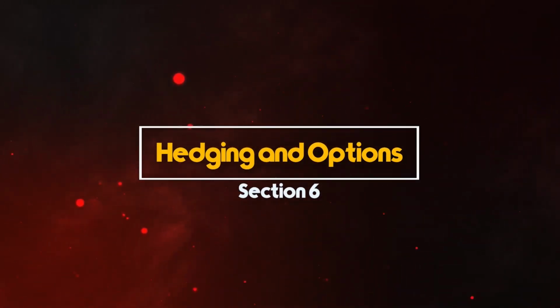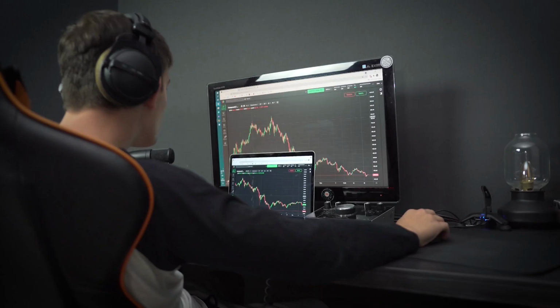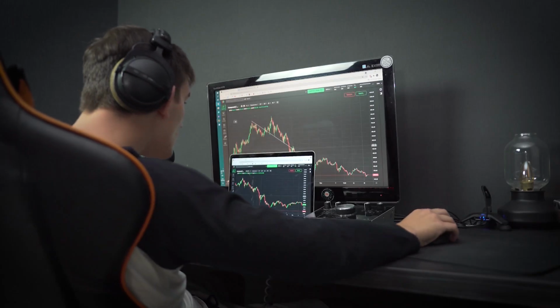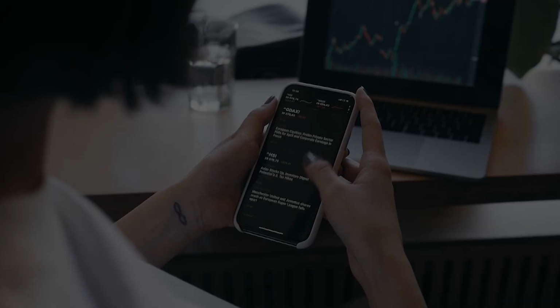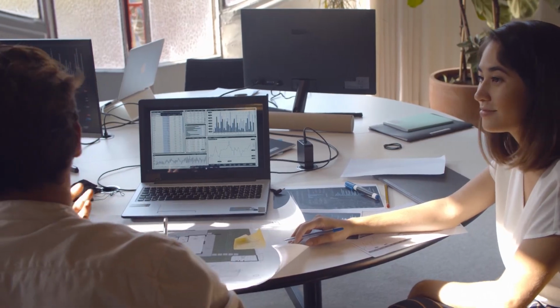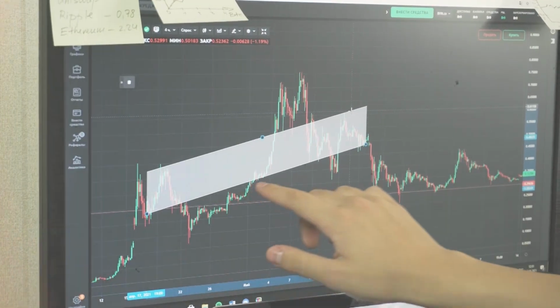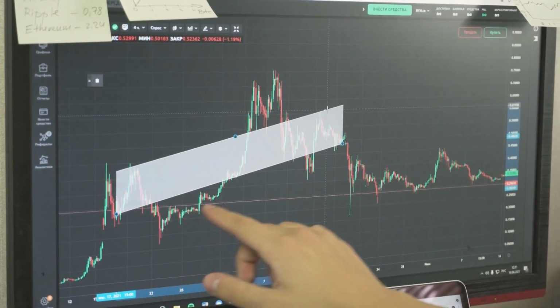Hedging and options. Hedging is a sophisticated technique used to manage investment risk, often involving an opposing position to balance potential losses. Options trading also serves as a powerful hedging tool, providing protection against market downturns or volatility. Understanding and using these techniques are key to reducing the impact of unforeseen market movements.